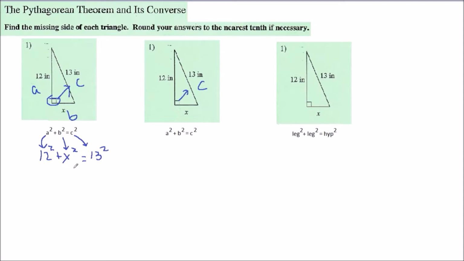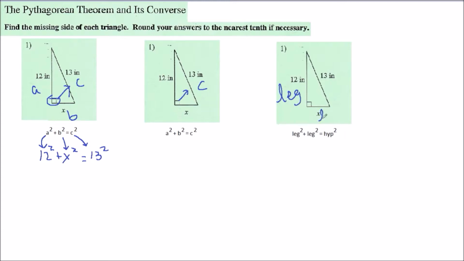Now I'll finish solving this, but before I do that, I'm going to show you the setup for two more ways here. So second setup, again, using a squared plus b squared equals c squared. Again, c has to be the 13. And if you remember, if I come over here to the leg squared plus leg squared, 12 and x are actually the legs.